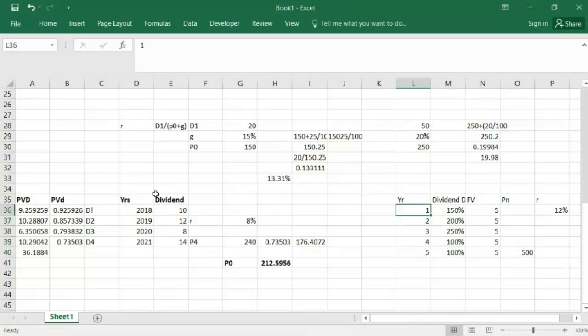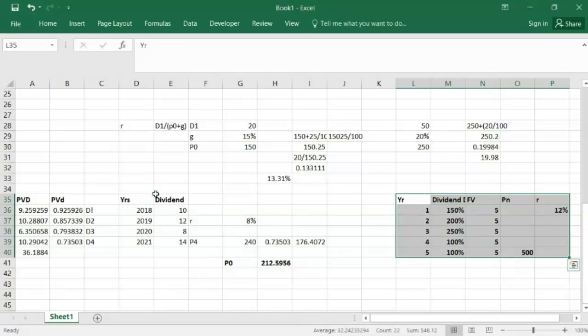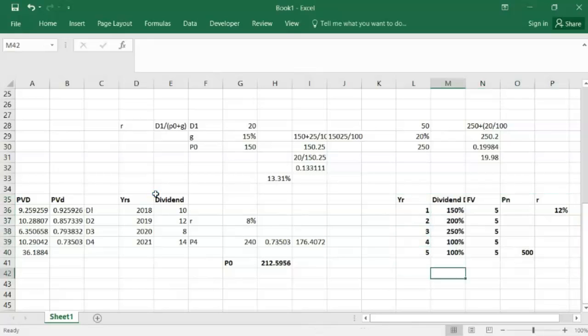Based on this particular data, you are going to work out the problem. How are you going to work it out? The dividend for the different periods is going to be calculated. I'll just take this particular column. The dividend is calculated for the first year. It is 150%. 100% is 5 rupees, so 150% is 7.5 rupees. That is the dividend received.